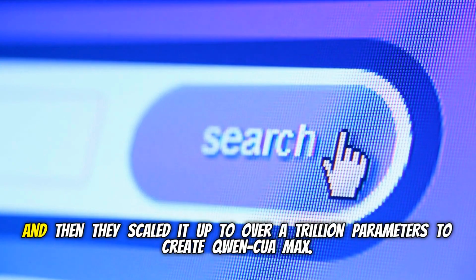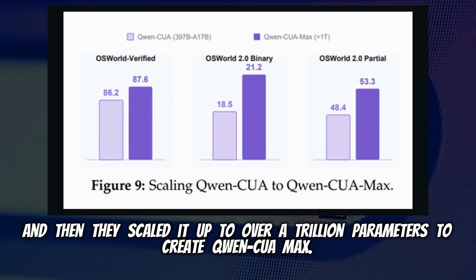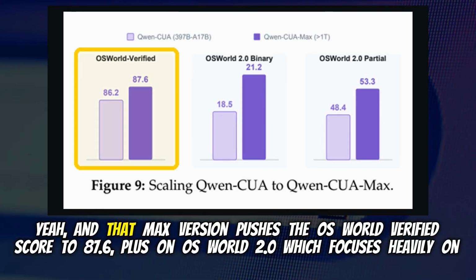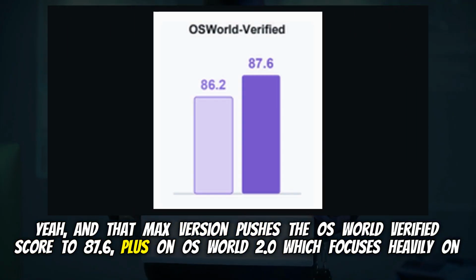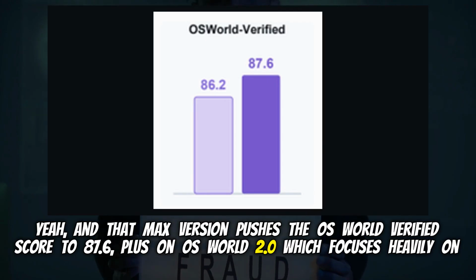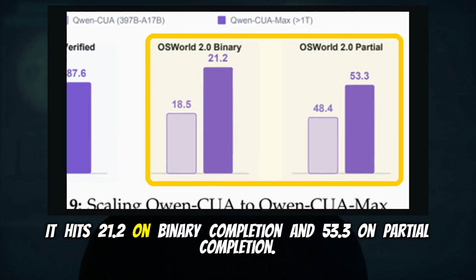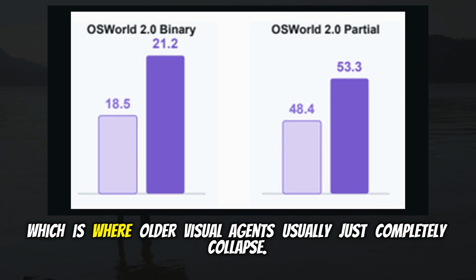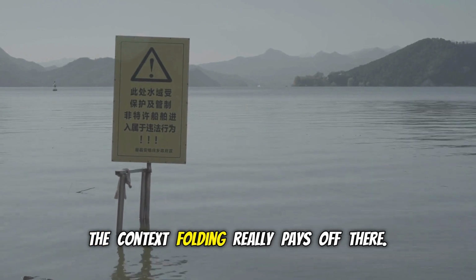They really did. And then they scaled it up to over 1 trillion parameters to create Qwen-CUA-Max. 1 trillion parameters? Yeah, just for operating a computer. Yeah, and that max version pushes the OSWorld-Verified score to 87.6. Plus, on OSWorld 2.0, which focuses heavily on long horizons, it hits 21.2 on binary completion and 53.3 on partial completion. Which is where older visual agents usually just completely collapse. Exactly. The context folding really pays off there.